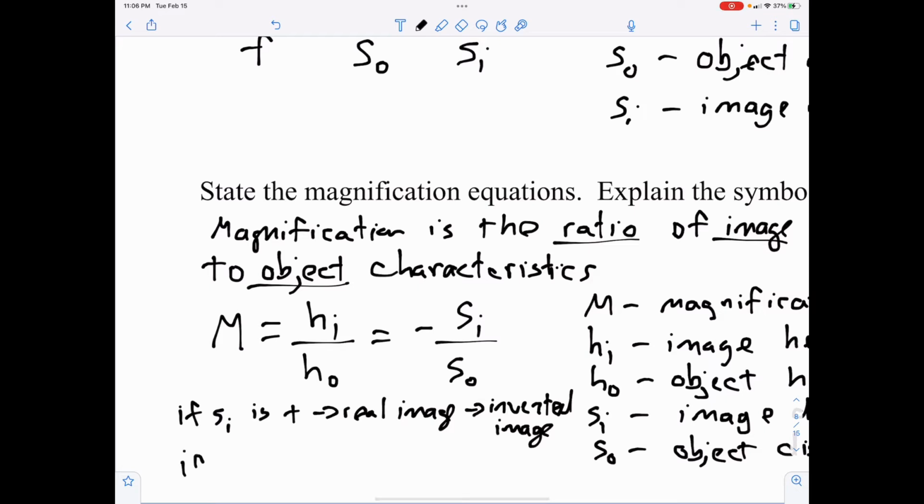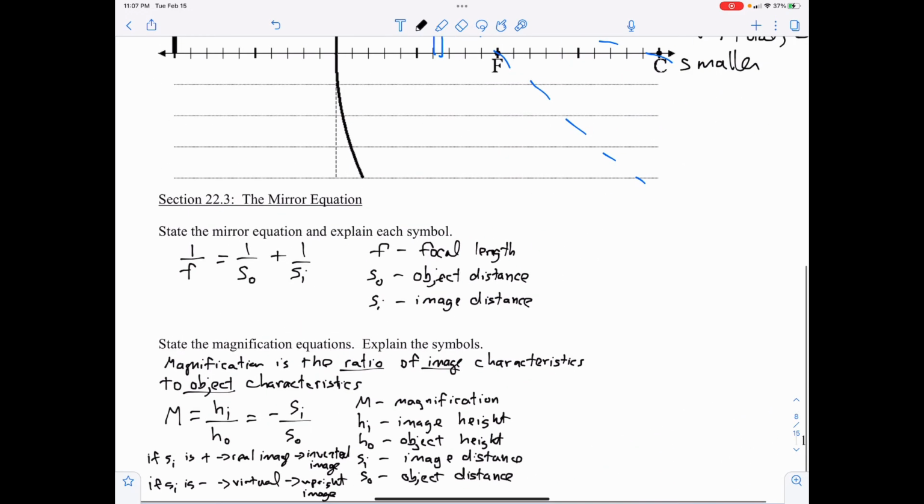If SI is negative, then you're going to end up with a virtual image. So if SI is negative, we would have negative times the negative, which would be a positive, which would be an upright image. All virtual images are upright images. So the negative in the magnification equation helps to reaffirm that connection between the upright nature of a virtual image and the inverted nature of a real one.